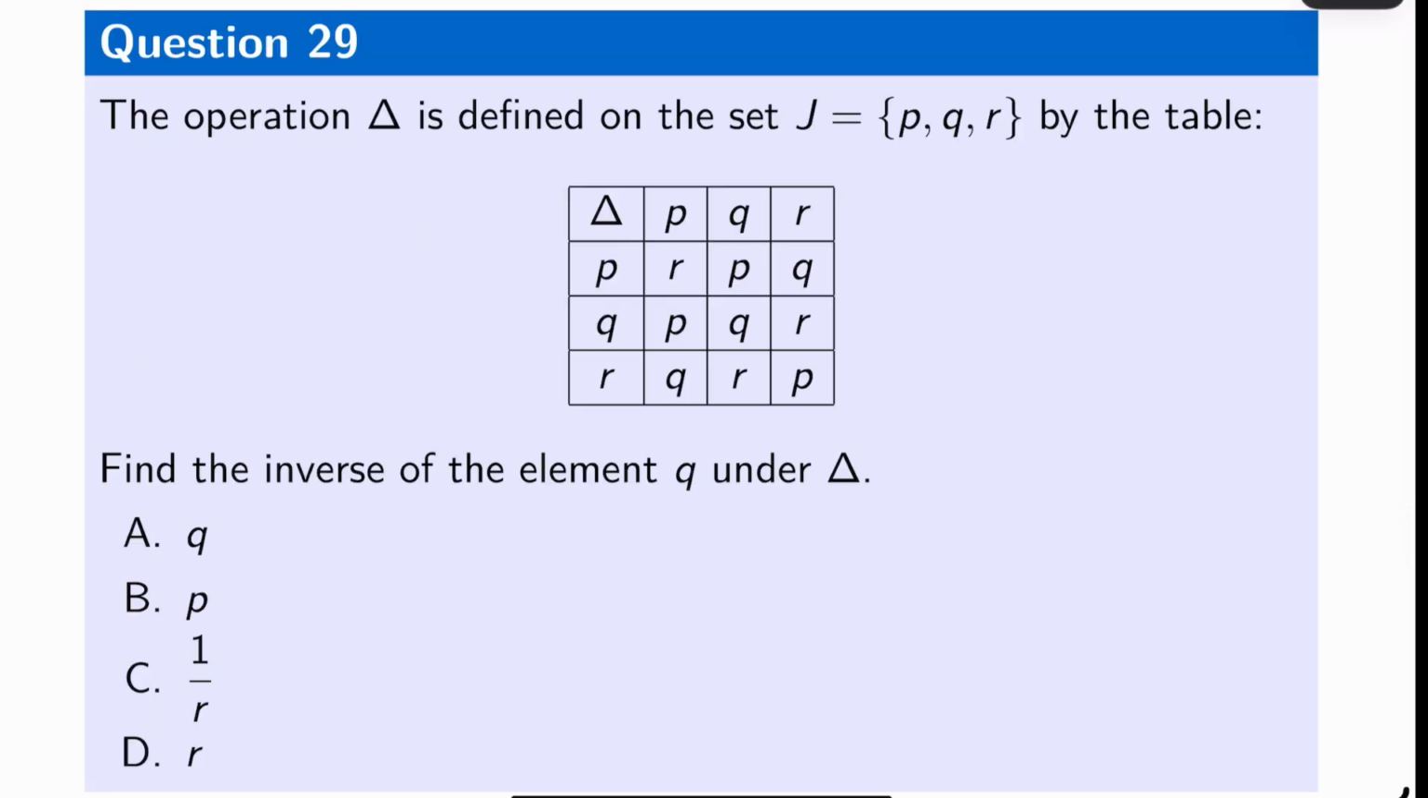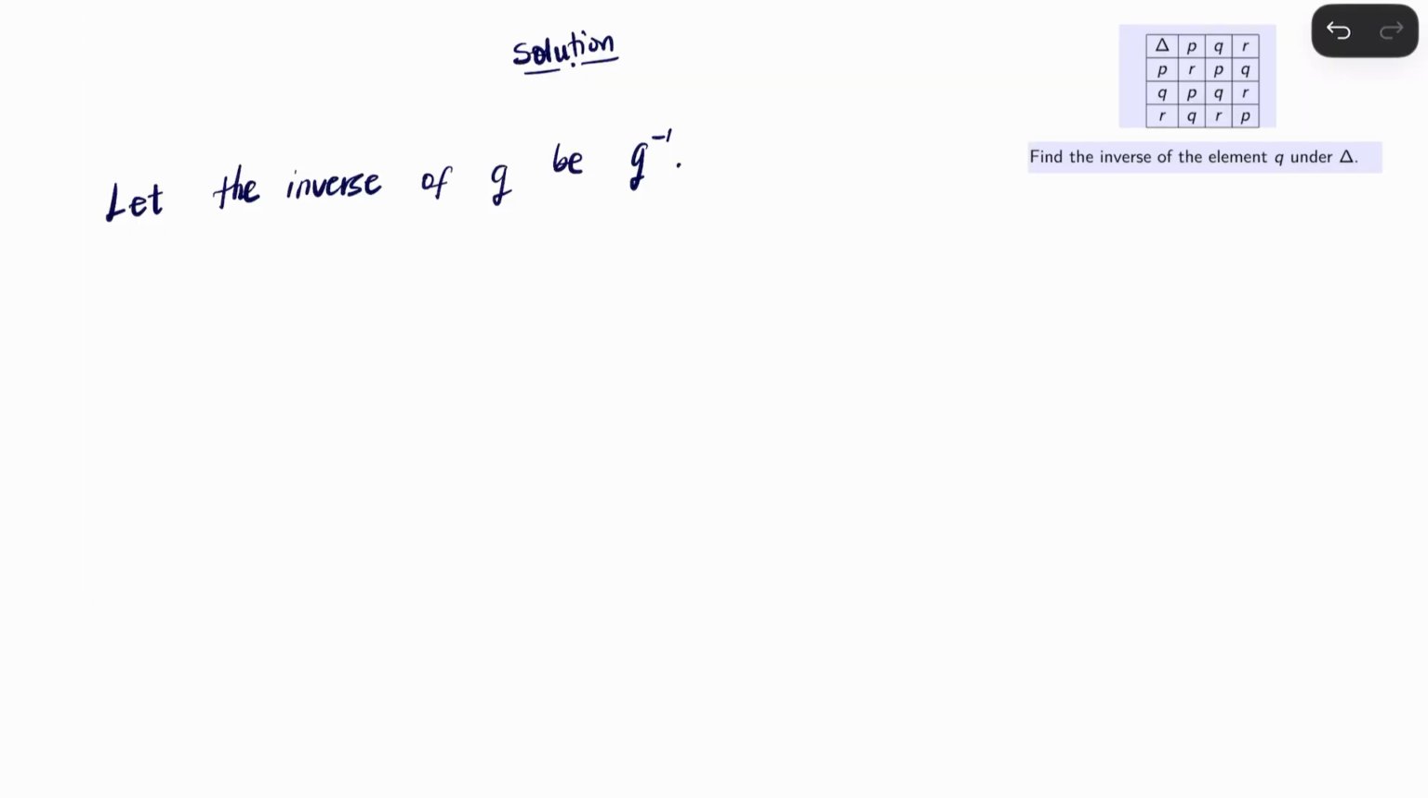Question number 29. The operation triangle is defined on the sets P, Q, and R given by the table below. Find the inverse of the element Q under triangle. Let the inverse of Q be Q exponent minus 1, right? That's Q inverse. Then Q triangle Q inverse should be equal to the identity element E, right? So in order to find Q inverse, we must first find the identity element E. E is an identity if Q triangle E is equal to Q.